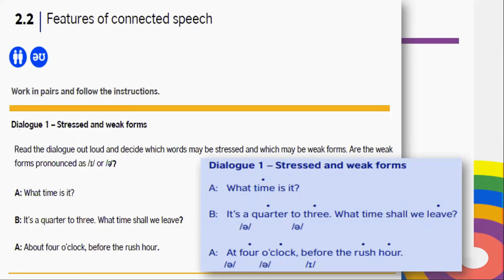It's 2:45. Did we say it's a quarter or it's a quarter? Did we link the two sounds and merge them into one sound, or did we say them separately? They are joined, one sound. Yes, it's a quarter. And here we have at 4 o'clock. At 4, not at. We didn't stress it.